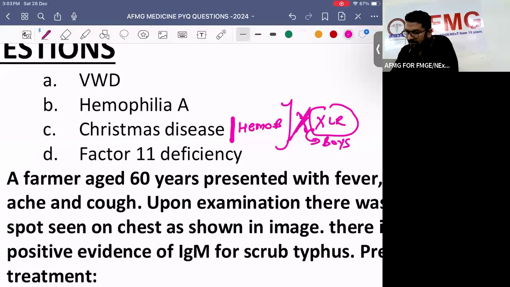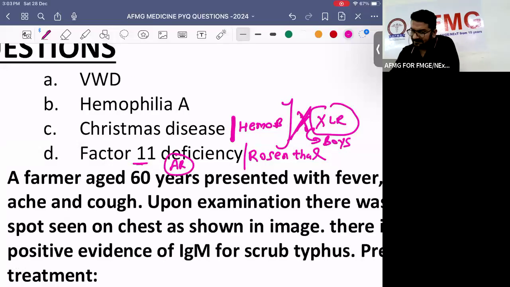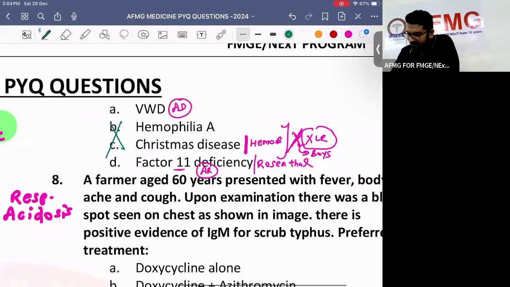Clear? Hemophilia C, what is its name? Rosenthal syndrome. Rosenthal syndrome is autosomal recessive, and von Willebrand disease is autosomal dominant. So you have eliminated two options. Now what will be the answer? Either it is A or D. Now let's see the question again.